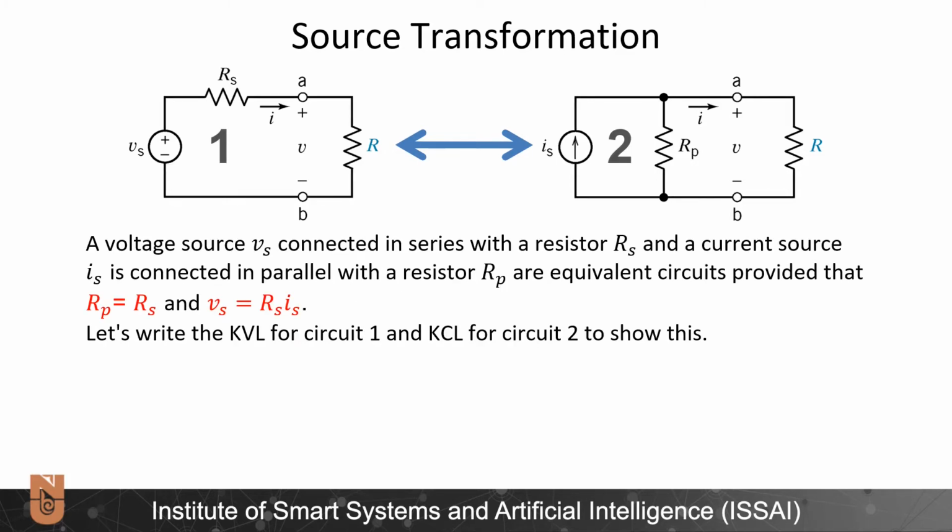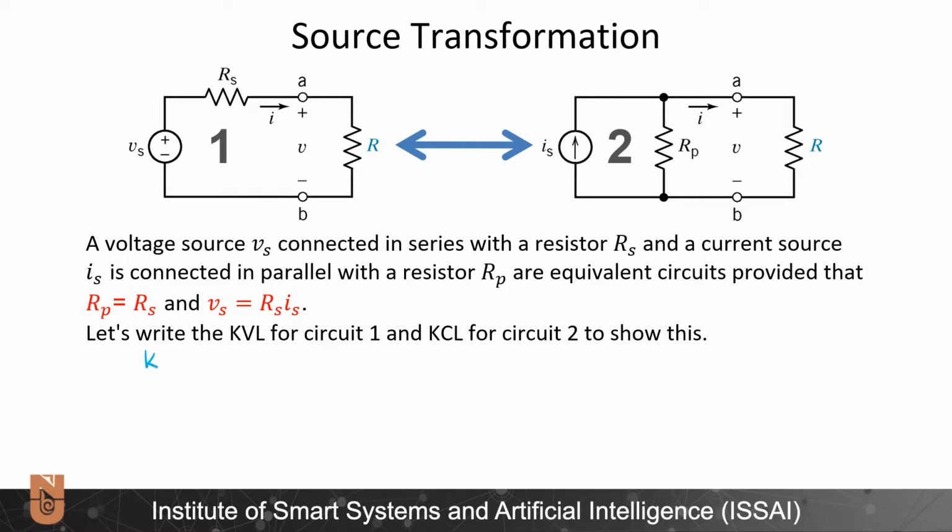Source transformation theorem: a voltage source Vs with a series resistor Rs and a current source Is with a parallel resistor Rp are equivalent if the following conditions are met. Rp is equal to Rs and Vs is equal to Rs times Is. In order to show this, let's write the KVL equation for circuit 1 and KCL equation for circuit 2.